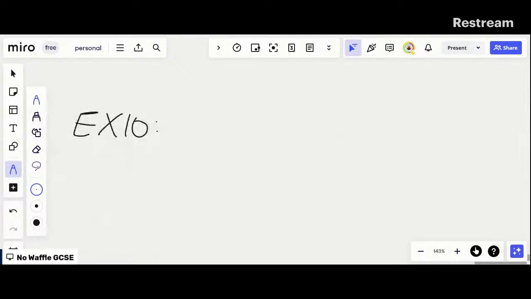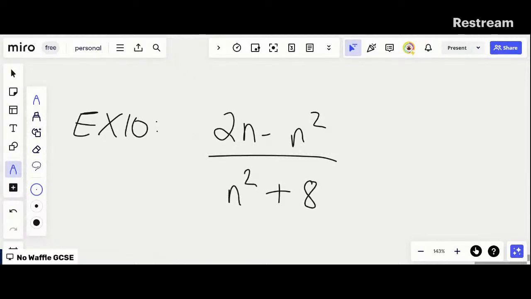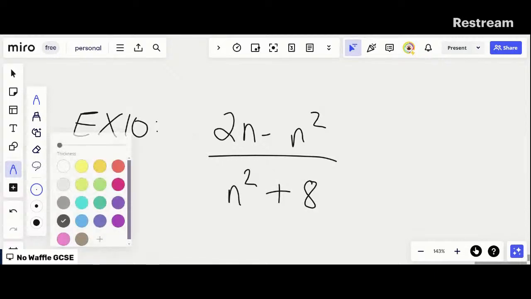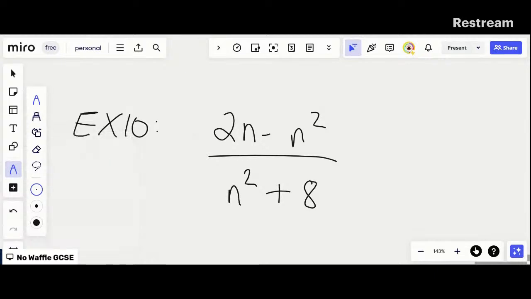So here's another example. 2n minus n squared over n squared plus 8. Do you need to show reasoning? It depends on the number of marks. You can't just put the value; you need to put some sort of reasoning. So I would recommend writing it like that. I'm glad. Thank you, everybody here.